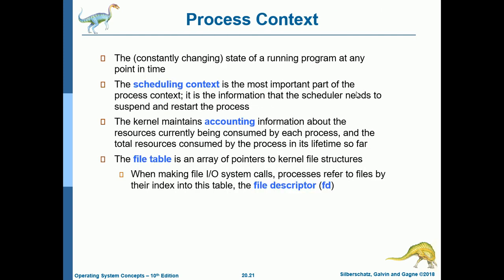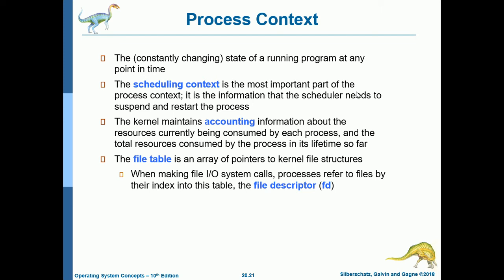Okay, next we have the process context, the constantly changing state of a running program at any point in time. The scheduling context is the most important part of the process context because it is the information that the scheduler needs to suspend and restart the process. The kernel maintains accounting information about the resources currently being consumed by each process and the total resources consumed by the process in its lifetime so far.